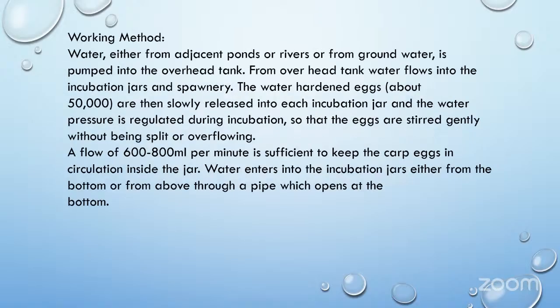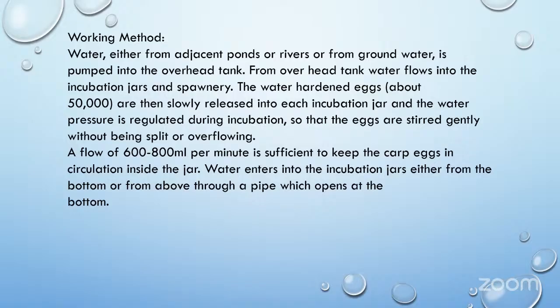Now, how does this work? Water either from adjacent ponds or rivers or from groundwater flows into the incubation jars and spawnery. The water hardened eggs, about 50,000, are then slowly released into each incubation jar and the water pressure is regulated during incubation so that the eggs are stirred gently without being split or overflowing.